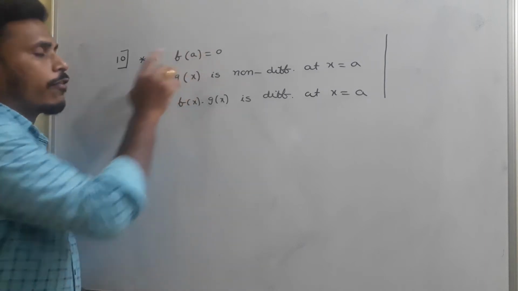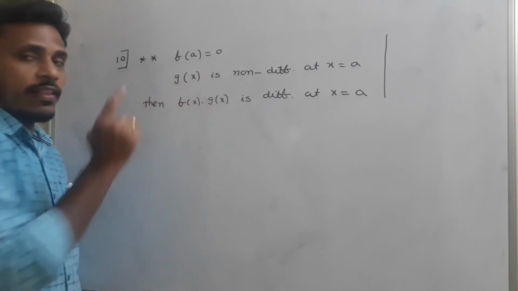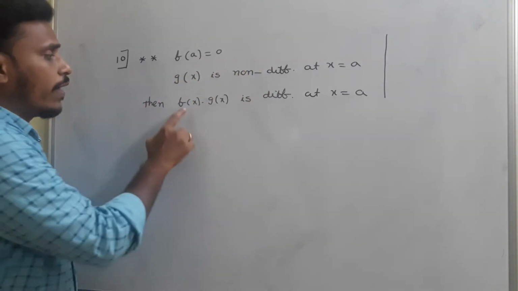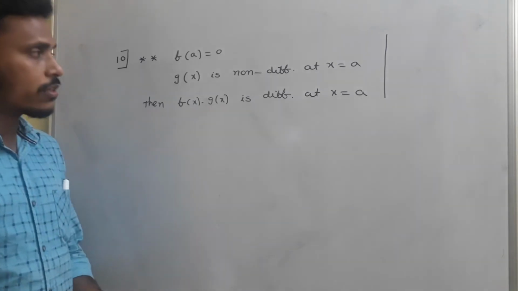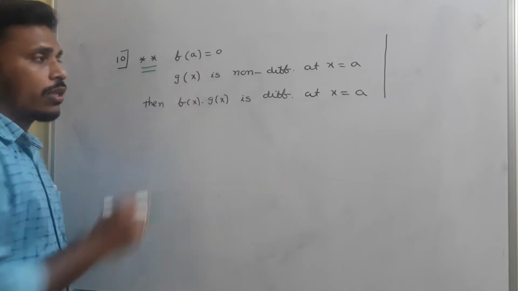See, f of x is a function and f of a is 0. g of x is another function. g of x is non-differentiable at x equals a. Then this product f of x into g of x is differentiable at x equals a. Okay, just pay attention to this.